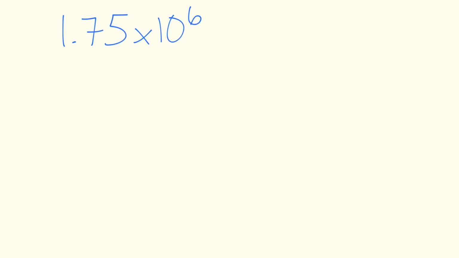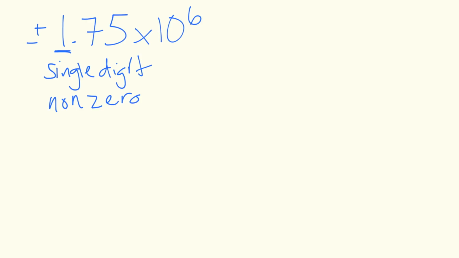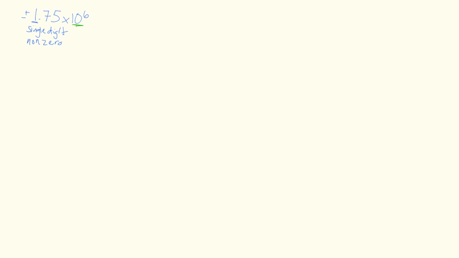There are some restrictions we have to be careful of. In front of the decimal place, there can only be a single digit, and it has to be non-zero. And we could have a positive or negative number. And we have to have times a power of 10. So I'm just going to stick that up here while we do some work on this.